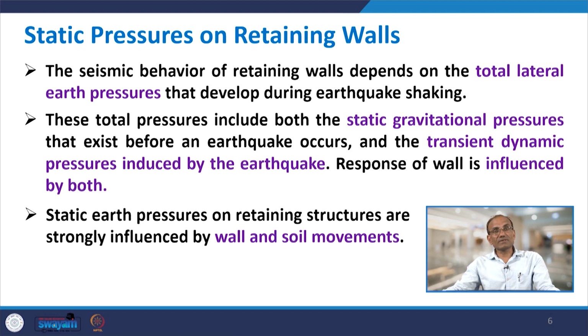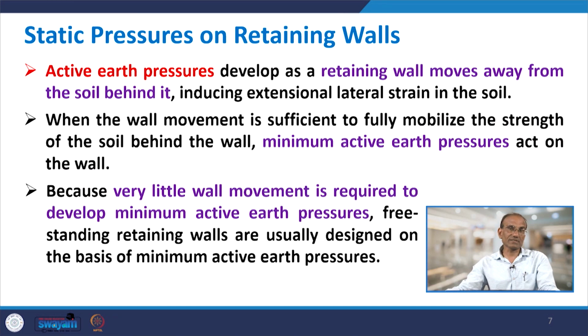When we talk about static pressure on retaining walls, the seismic behavior of retaining walls depends on the total lateral earth pressure that develops during earthquake shaking. Total lateral earth pressure includes both the static gravitational pressures that exist before an earthquake occurs and the transient dynamic pressures induced by the earthquake shaking. So, the wall response is influenced by both static and dynamic components. Static earth pressures on retaining structures are strongly influenced by wall and soil movements. For example, one is active earth pressure, another is passive earth pressure, and you may perhaps already be aware of that.